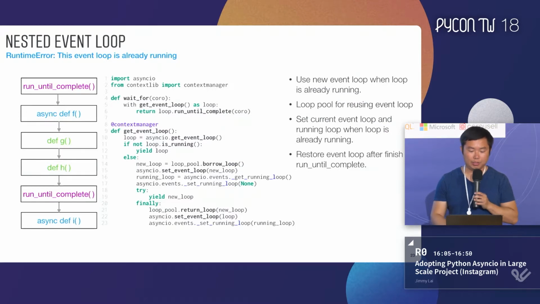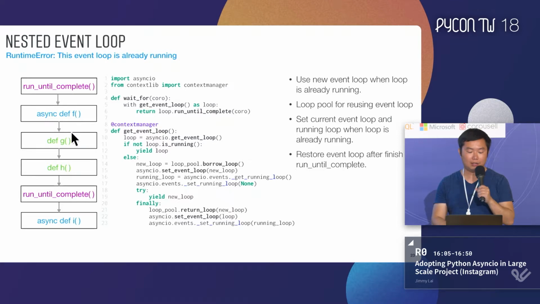And during the journey, we also identified some issues, some exceptions. The first one is the runtime error: this event loop is already running. So if you have a stack like this, you call run_until_complete on an async function.